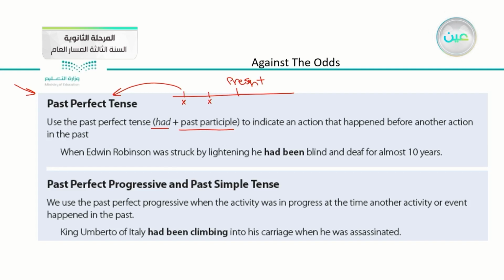After that, we have past perfect progressive and past simple tense. We use the past perfect progressive when the activity was in progress at the time another activity or event happened in the past. So we have two events happening at the same time, but they are both in the past. For example, King Umberto of Italy had been climbing into his carriage when he was assassinated. So what was he doing? He had been climbing. And what happened to him at the same time? He was assassinated.